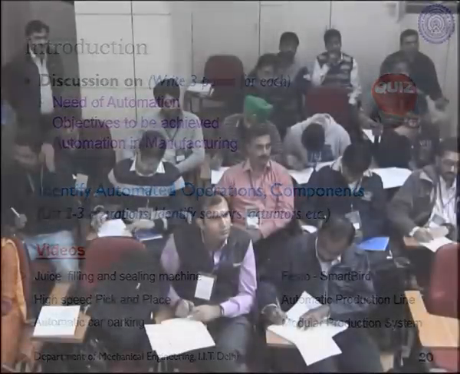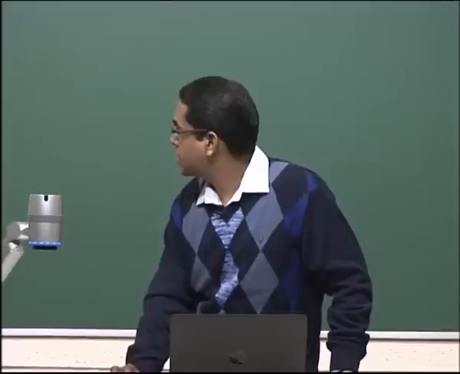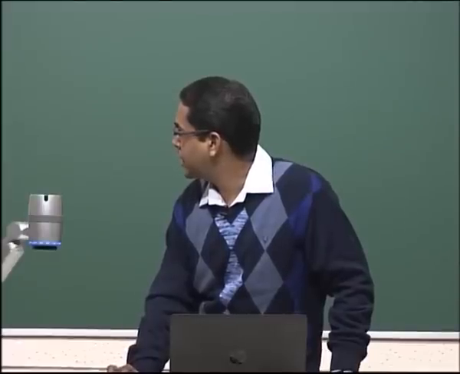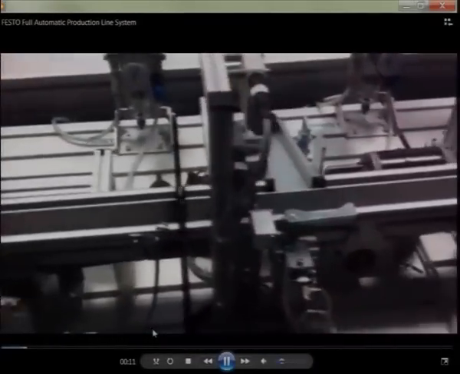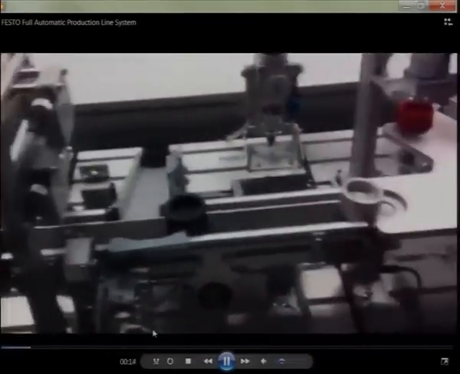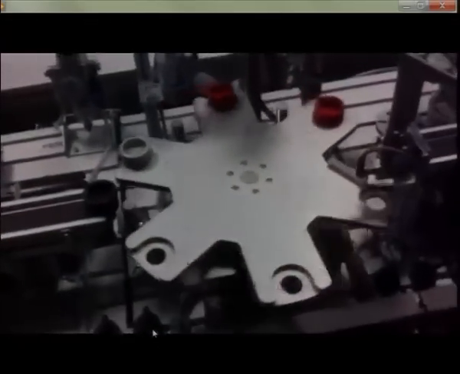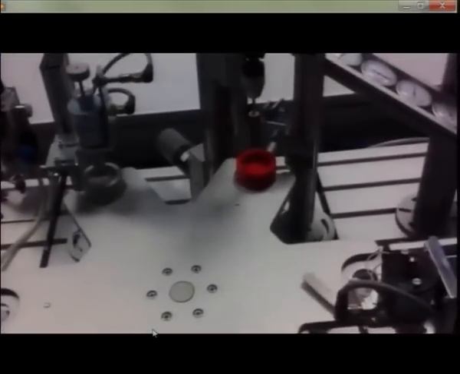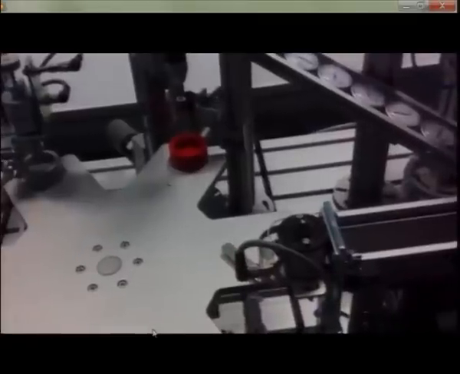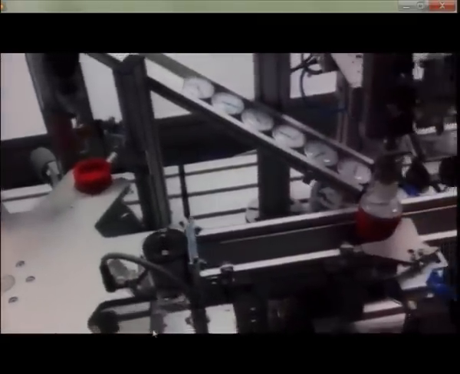I would like to show you a production line. Just have a look at this and try to see some of the actuators, because this is more related with manufacturing automation. You can see a lot of actuators over here. Just try to identify some of them.